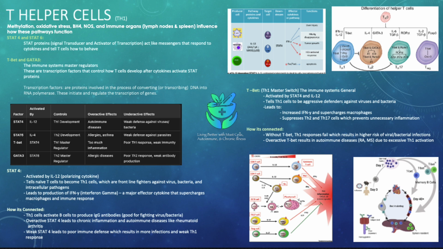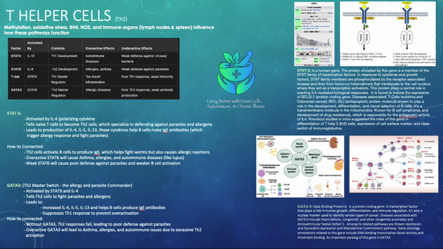And if you have mast cells, methylation problems, mitochondrial damage, and a weak microbiome, this is so going to affect you, and you're going to wind up having chronic immune activation.